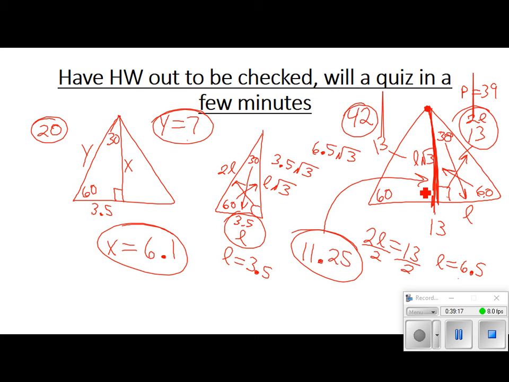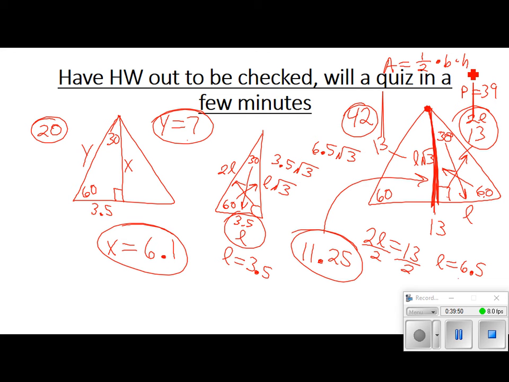Why might you need to know the altitude of that triangle? Building houses. Not anything. What might we want to find out about this triangle that we need to know that altitude? What's another word for altitude? Height. What do you need the height for? How about area? What's the formula for area of a triangle? One half times base times height.